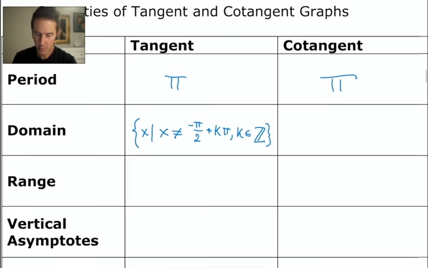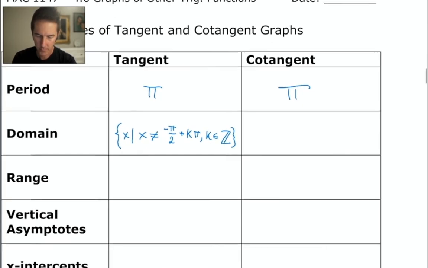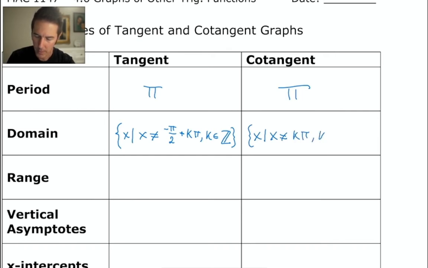Something similar for the cotangent function. The domain, we have to leave out different asymptotes, different x values. This time it's the set of x values such that x is not allowed to equal integer multiples of pi, where k is an integer. So these are legitimate symbols.